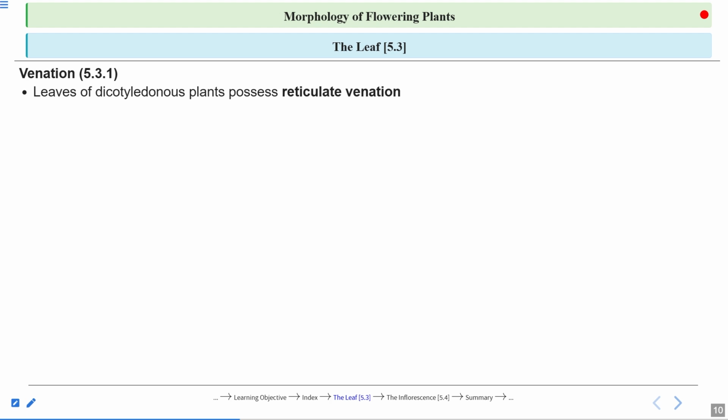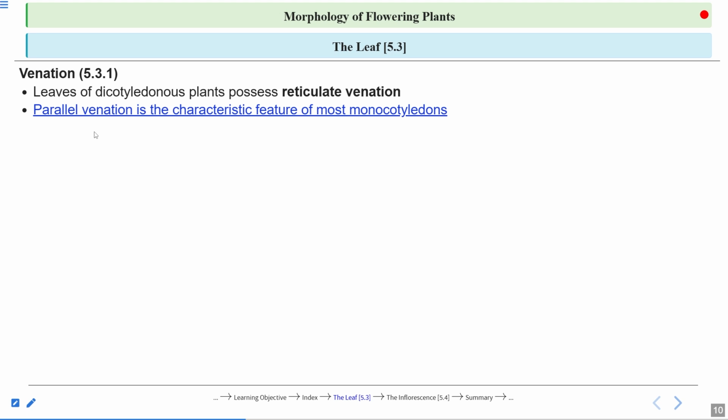When you go outside, you can do an activity. Observe the leaves of the plant, then observe the venation pattern of the leaf. If you see a network of veins, then it will be a dicot plant. And if you see that the veins are running parallel to each other, this is known as parallel venation, which is seen in monocots. So you can tell by observing the morphology. Just by observing, you can say whether this plant is a dicot or a monocot.